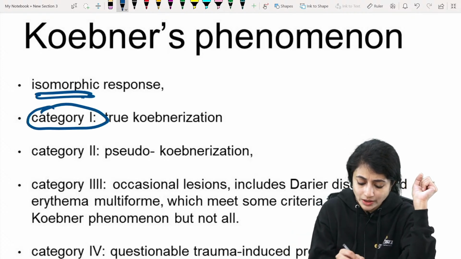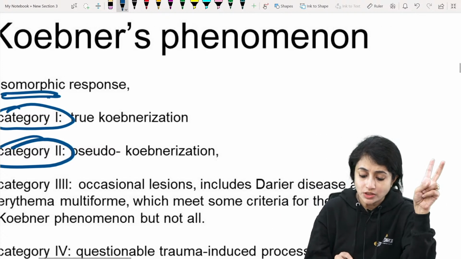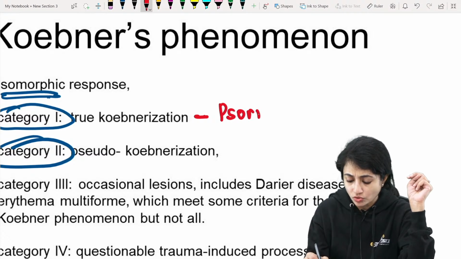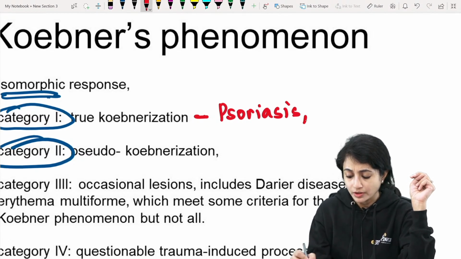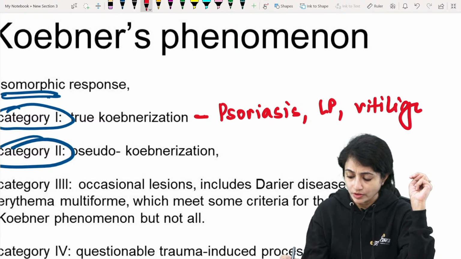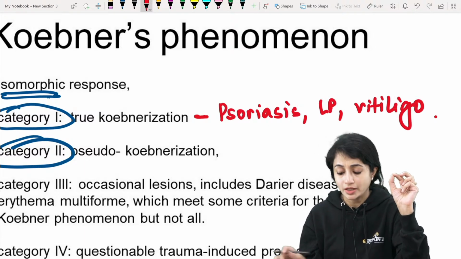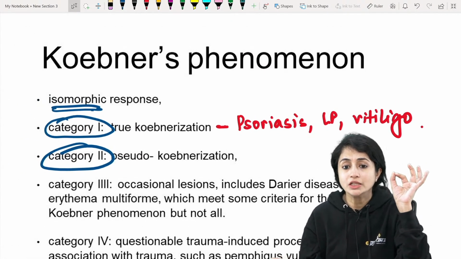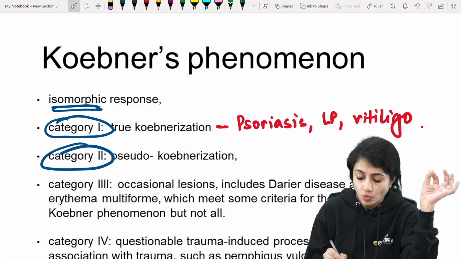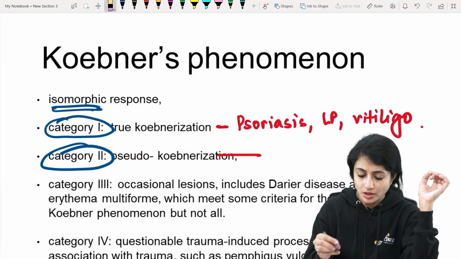Now the two main types that you should be knowing about is true Koebner's phenomena, which is seen in three major conditions, and you should be knowing about it: psoriasis, lichen planus, and vitiligo. Psoriasis, lichen planus, and vitiligo. Here I get true Koebnerization, where I have lesions along the sites of trauma and they are of similar morphology. What is pseudo Koebnerization?